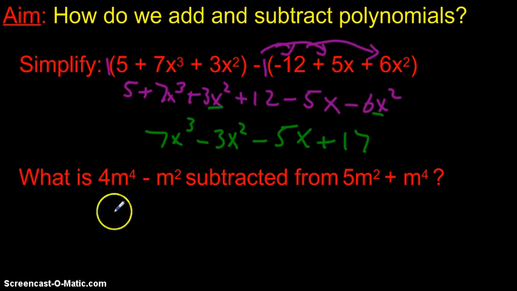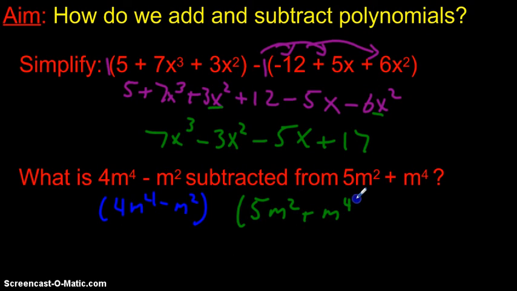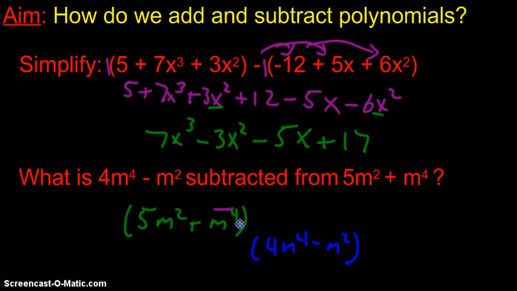Two things happen. One, someone writes this, 4m to the fourth minus m squared. For this one they write 5m squared plus m to the fourth, and then they write a minus between them, and this is actually set up incorrectly. It should be written the other way. This really belongs here, and this really belongs here.